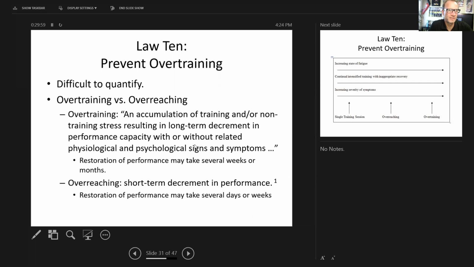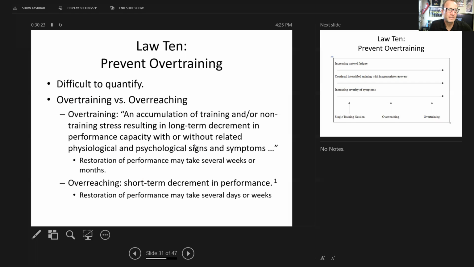Overtraining, we could define as an accumulation of training and/or non-training stress. That's work, school, what have you, relationships, resulting in long-term decrement in performance and capacity, with or without related physiological and psychological signs and symptoms. This is a real thing. And people can get overtrained, and that really does lead to a negative impact on their physiology and psychology.